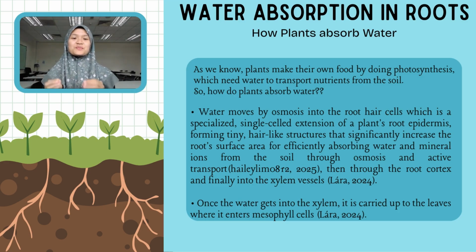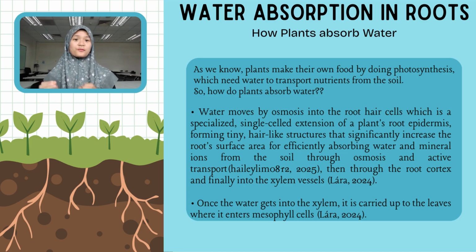A hair root cell is a specialized single extension of the epidermis, forming tiny hair-like structures that significantly increase the root surface area. It is for efficiently absorbing water and mineral ions from the soil through osmosis and active transport.